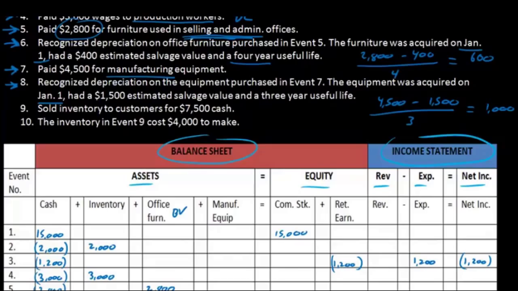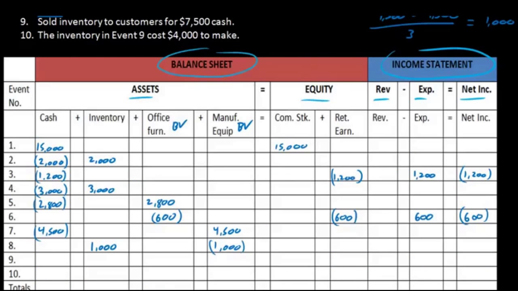Let's look at what that looks like in the statement down here. So we're going to take $1,000 out of the manufacturing equipment account. And remember, this is shown at book value. And then we're going to expense that. That's not going to be depreciation expense, because remember, this is manufacturing equipment. It's a product cost. So this is going to go in the cost of the product, and it will be expensed when the product is sold.